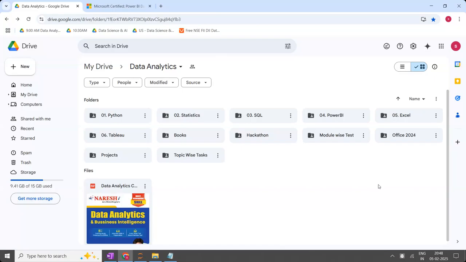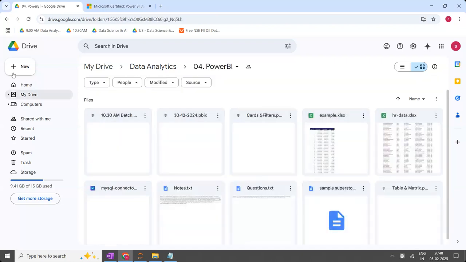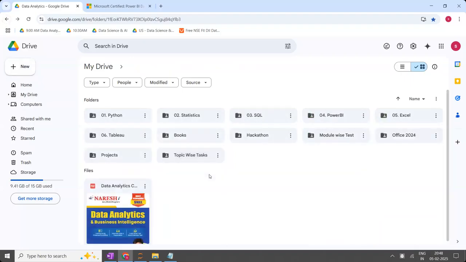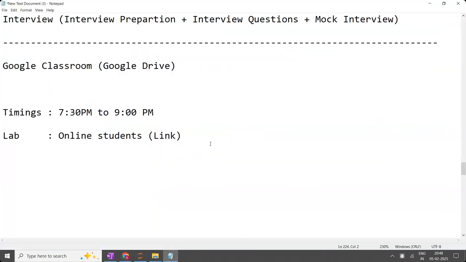Then what is the use? Are the points clear? Like this, I'm going to share the complete notes with you. What is the notes content? Along with that, as I've told you, tests will be there, hackathons will be there, tasks will be there, everything, as whatever I'm saying here.